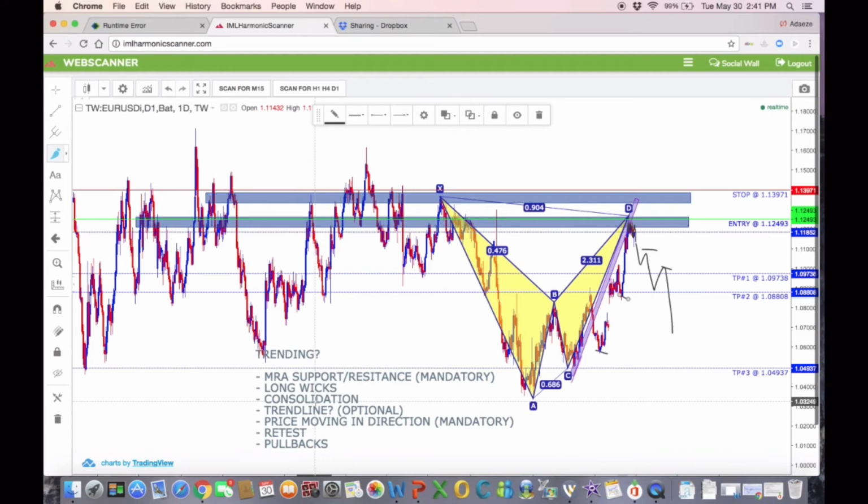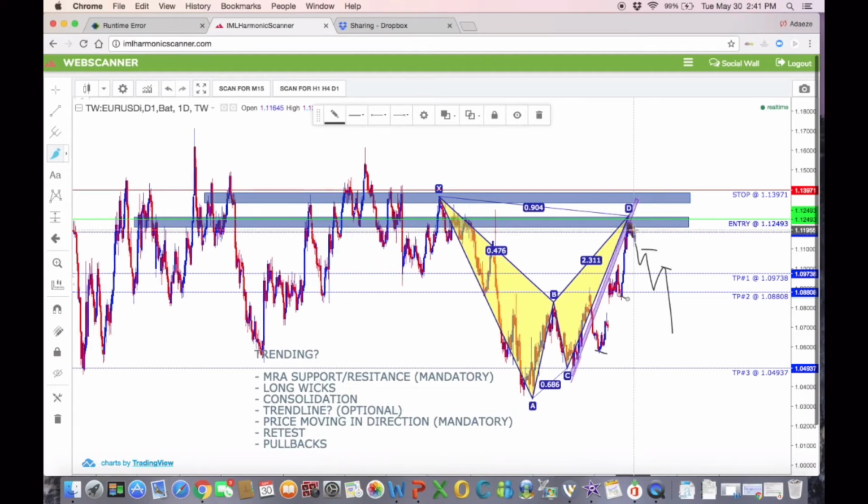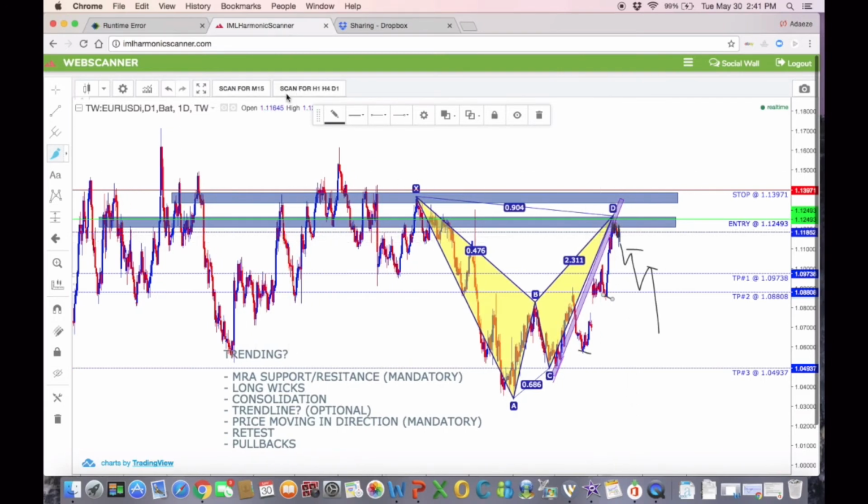Is there consolidation? It doesn't have to be there. It's optional, but it's nice if you do see that. That shows there's a pause. That price is not wanting to go up any higher.